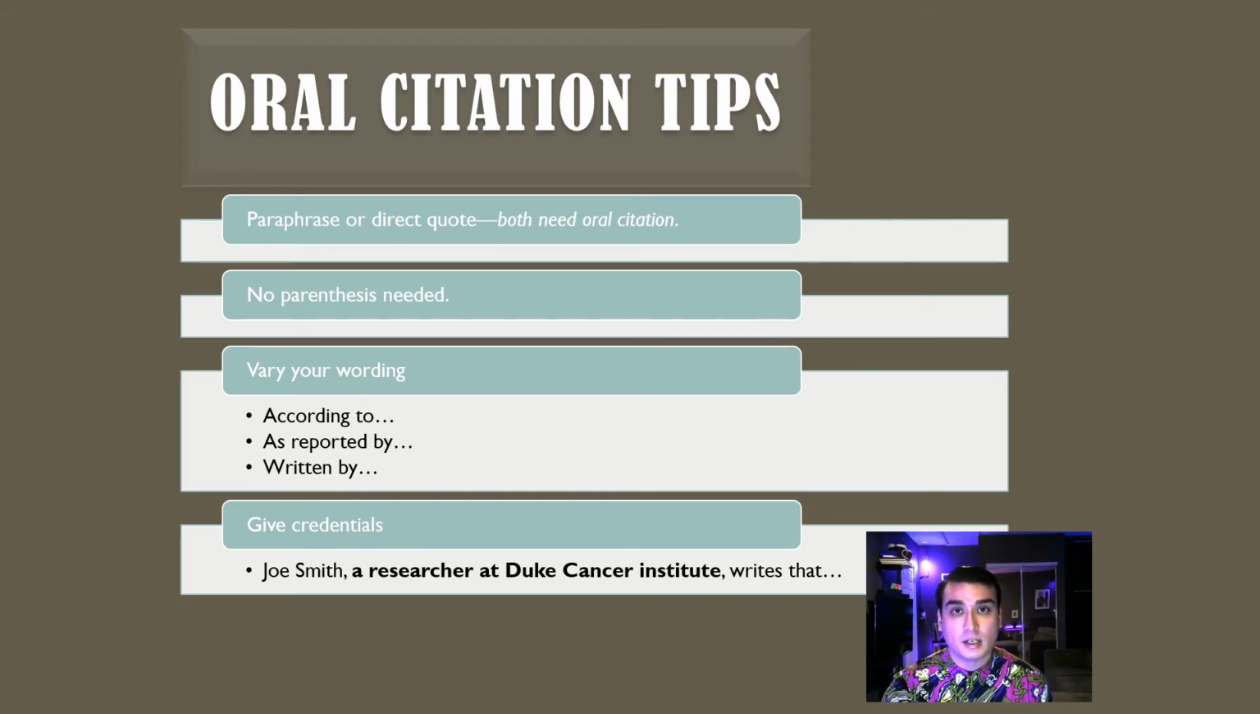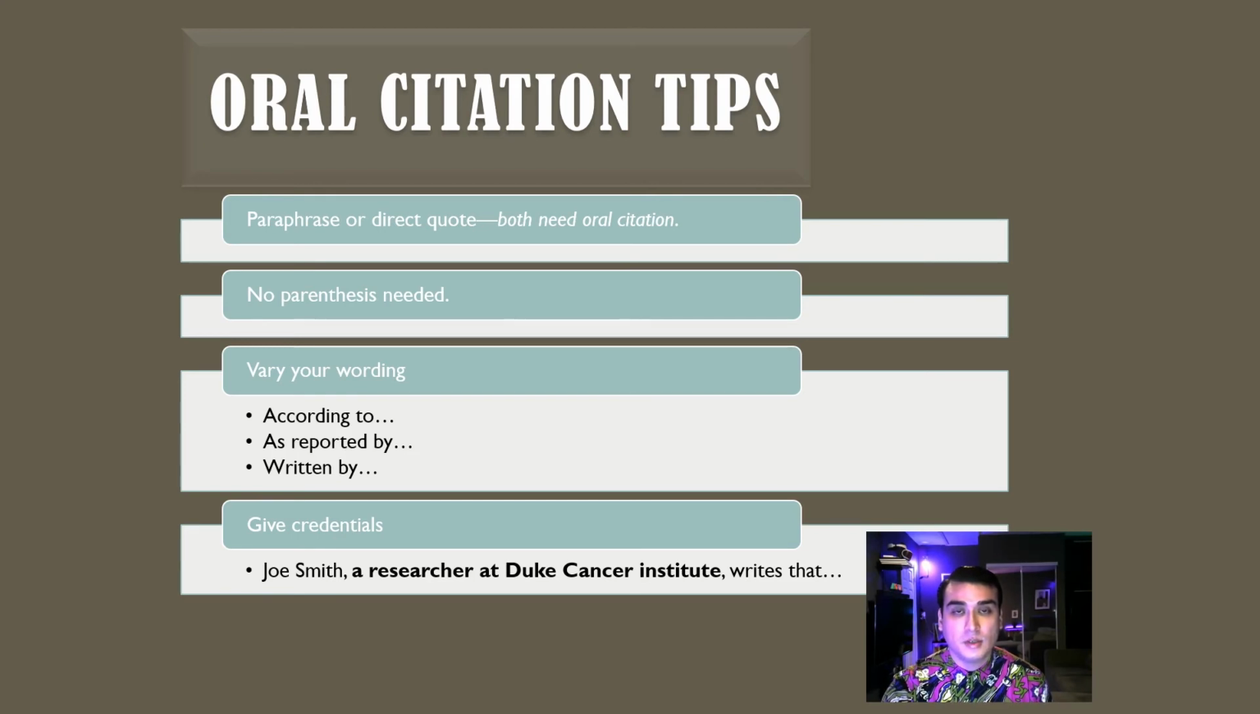Another tip I can give you is to just vary your wording, so you don't want to keep on saying "according to" every time you're giving an oral citation. You want to vary your wording by saying something like "as reported by," or "written by," or "stated by." Varying your wording in your signal phrasing before you give that paraphrase or quoting really helps to keep your audience engaged, and it helps you not sound so repetitive.